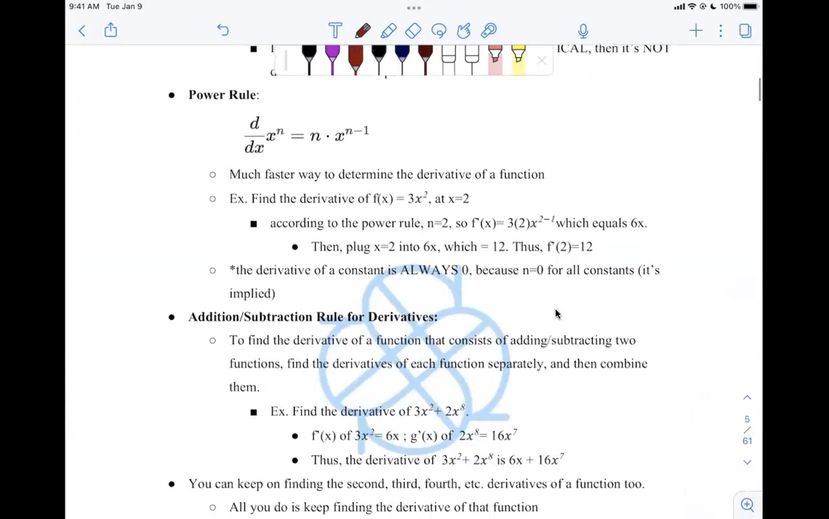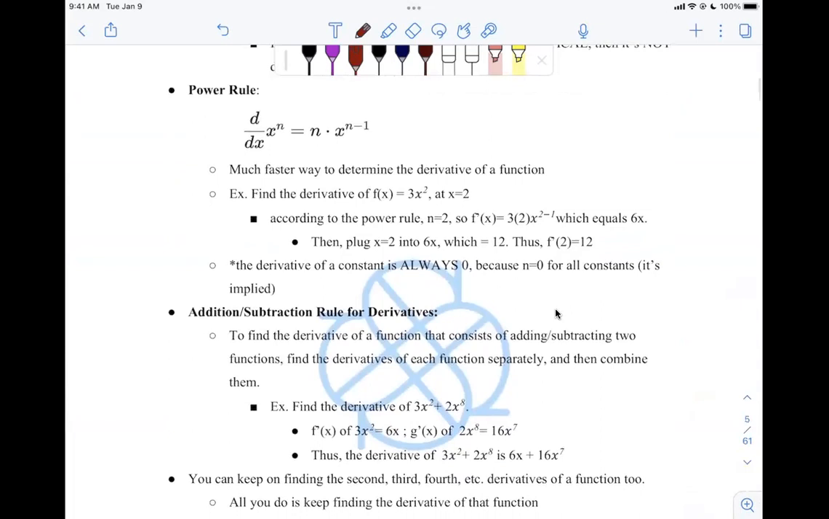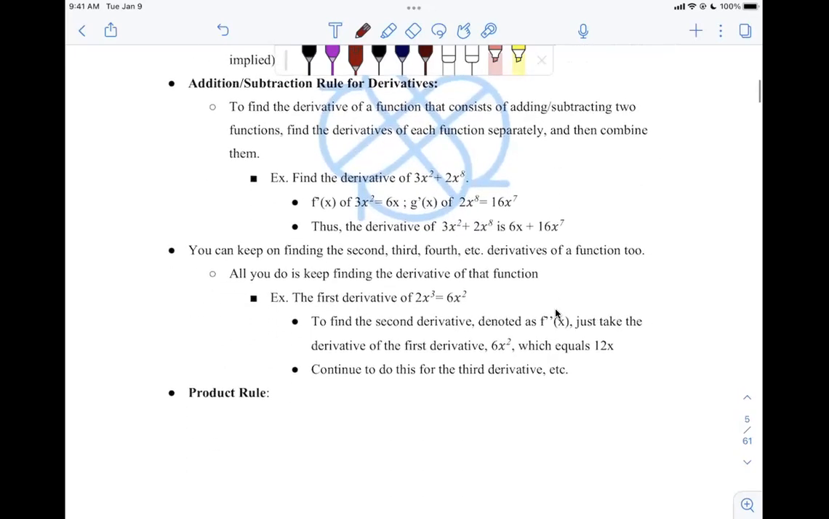Yep, and here's our power rule. We can always add and subtract derivatives, and if we have a sum and we're taking the derivative, we can just take the derivative of each term separately. That's totally fine. We also have multiple higher order derivatives, so we can take the second, third, fourth derivatives.